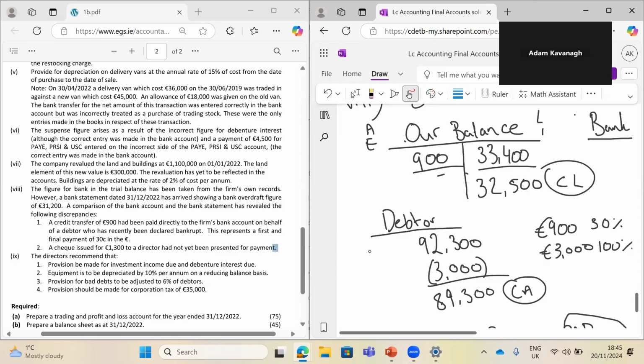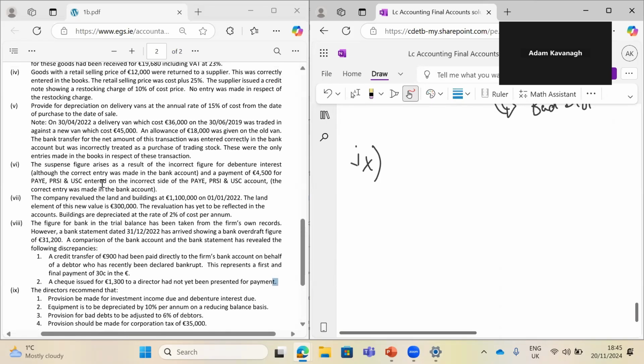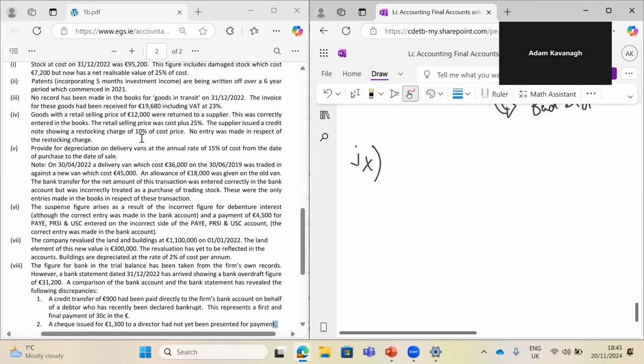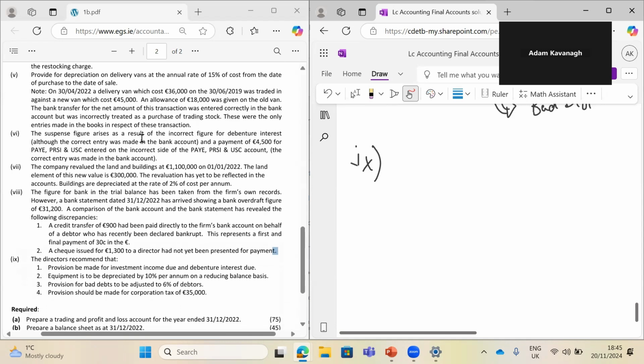And the last adjustment is adjustment number 9. So the first one, provision to be made for investment income due and debenture interest due. We've already looked after that one. So then we don't need to do that again because we did it in the earlier adjustments regarding suspense. So in suspense, we looked after debenture interest due, and in adjustment number 2 with patents, we looked after investment income. So we don't need to do those again. So we can skip one. Part 2 is equipment depreciation.